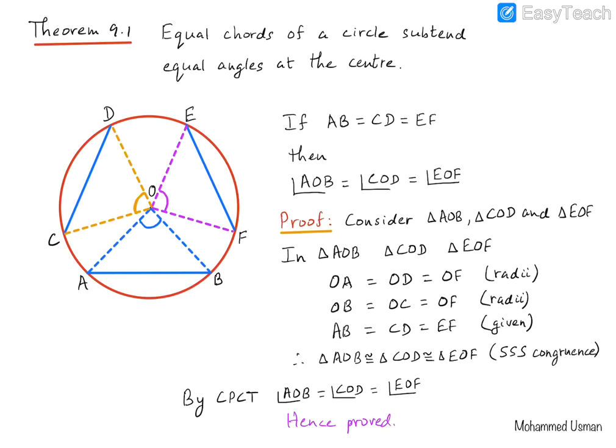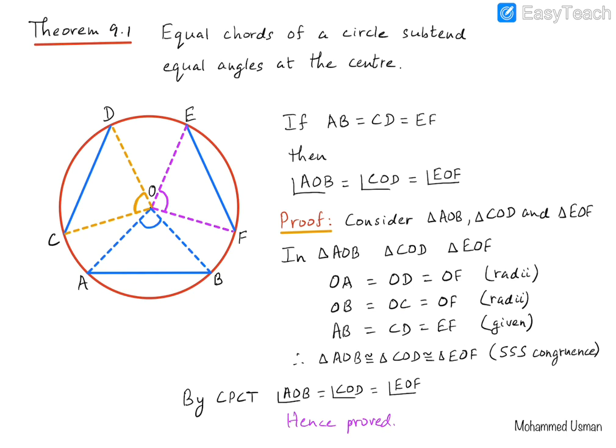The second observation is that the length OB is another radius of the circle. OC is another radius of the circle, and OE is the third radius of the circle, right? So OB, OC, and OE are also equal. They are all radii of the circle. So for these three triangles, the second sides OB, OC, and OE are also equal. So we have one side of the three triangles equal. Then we have shown that the second side of all the three triangles are also equal.